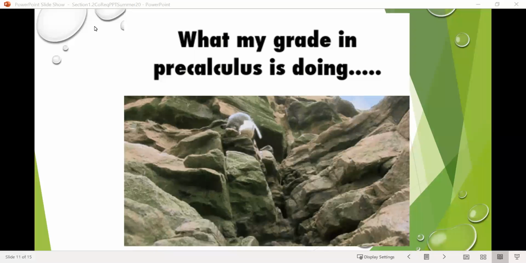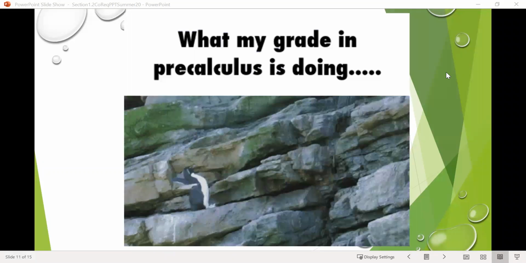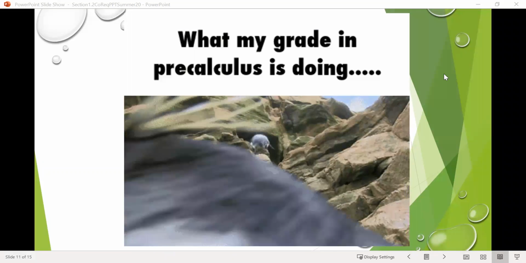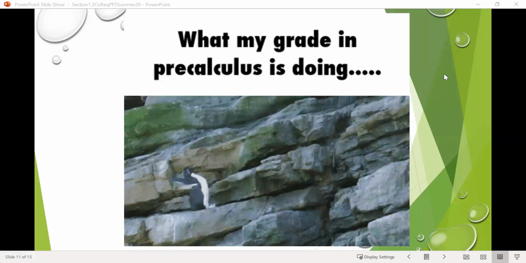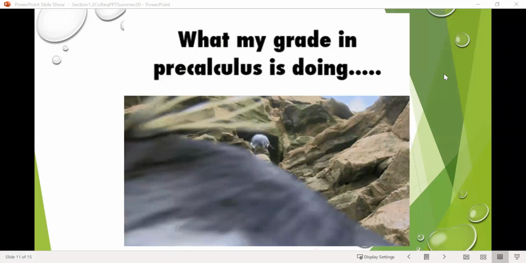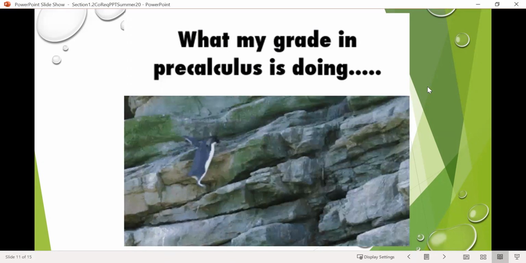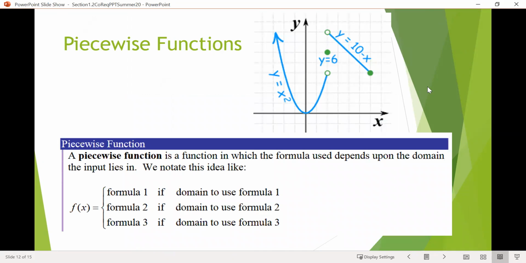All right, so continuing on with our study of section 1.2, we're going to take this idea of domain and range and focus a little bit more on domain with a different type of function that we haven't talked about yet. So this is what is called a piecewise function. As you can see from the definition here out of your textbook, a piecewise function is a function for which different parts of the domain use different formulas, okay?